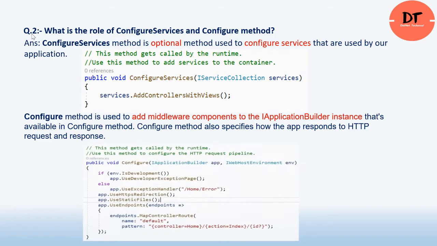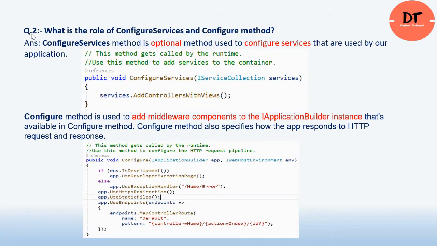Here is the sample code of the Configure method. In this, there are two parameters, IApplicationBuilder and IWebHostEnvironment.